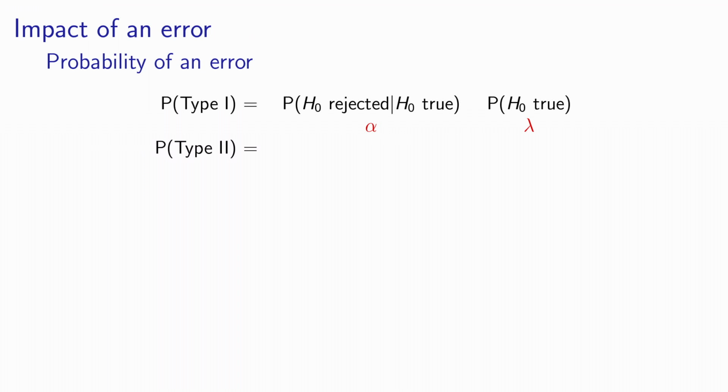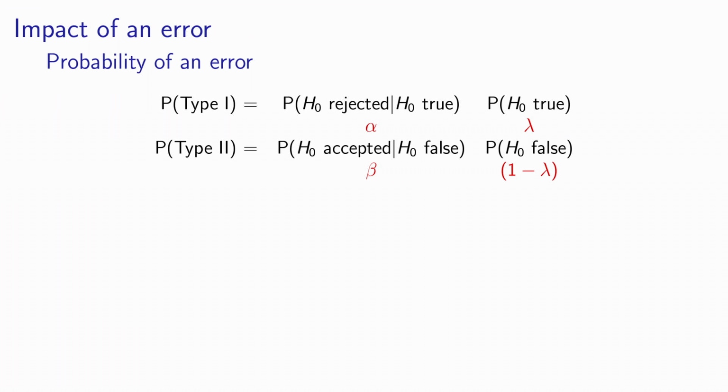Now we can do the same for the probability of a type 2 error. So the probability that H0 is accepted and H0 is false is equal to the probability that H0 is accepted given that H0 is false times the probability that H0 is false. The first probability is usually denoted by beta in hypothesis testing, and the probability that H0 is false is 1 minus lambda.